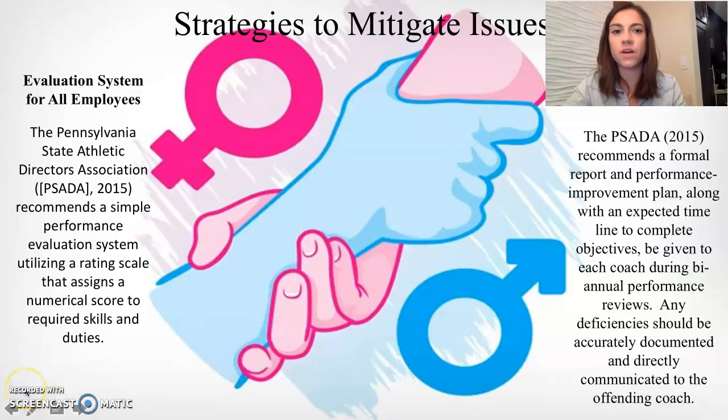Strategies to mitigate the issues involved in this case could be developing an evaluation system for all employees. The Pennsylvania State Athletic Directors Association recommends having simple performance evaluation systems for all employees, and they recommend utilizing a numerical scale to score required skills and duties. Additionally, keeping performance records would be very helpful. The PSADA recommends a formal report and performance improvement plan, and that this is provided to all coaches biannually. And then this would help to document any unprofessional conduct or performance-related problems.